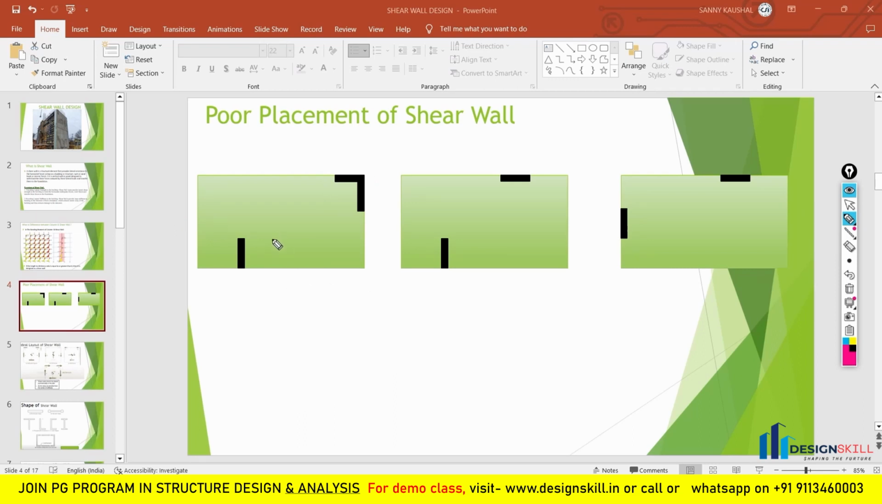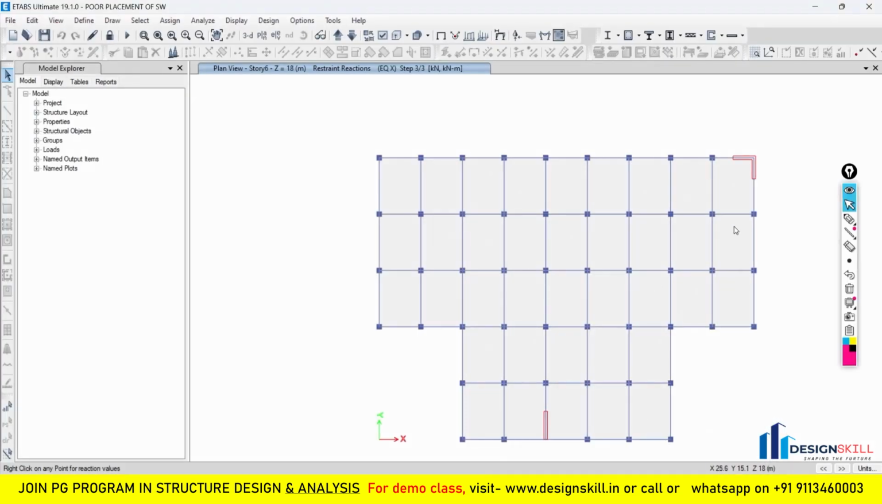I have modeled the same shear wall placement of the first case in ETABS. If you look here, you can see that we have given a shear wall at the corner, and also we have put shear walls at these positions. Now we will look at the adverse effect of placing the shear wall like that. If you look at the mode behavior of this building, you will find that in the first mode only you get a torsion mode.